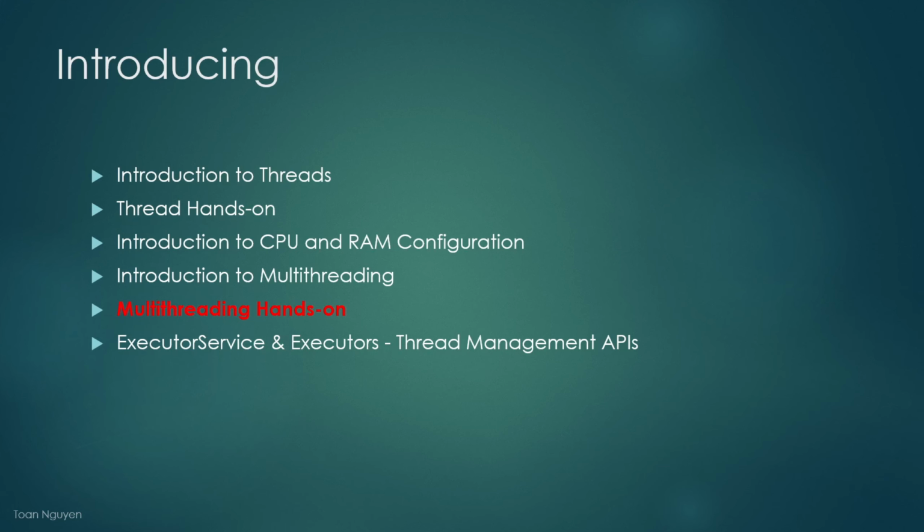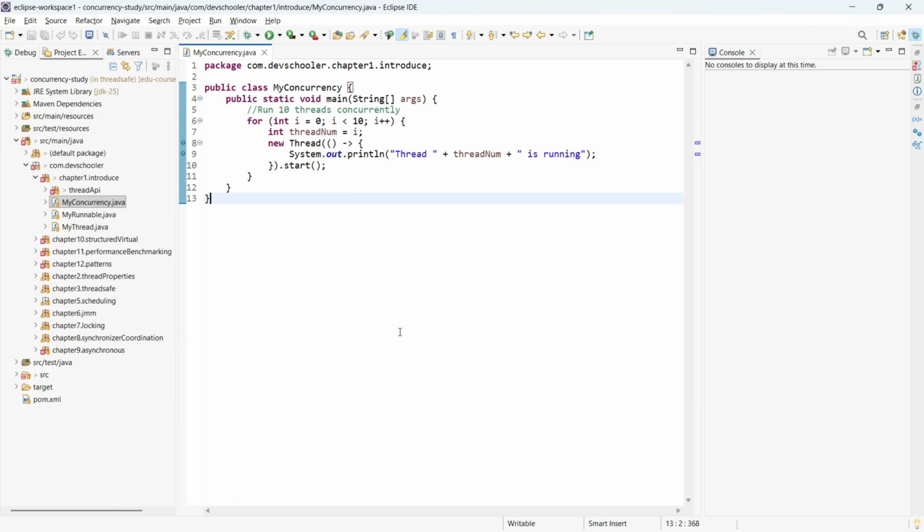In this lesson, I will introduce multithreading practice. This multithreading example is very simple. We will create 10 threads concurrently. 10 threads, 10 execution contexts. Each time the new operator is used, and start is called, a new thread is created.